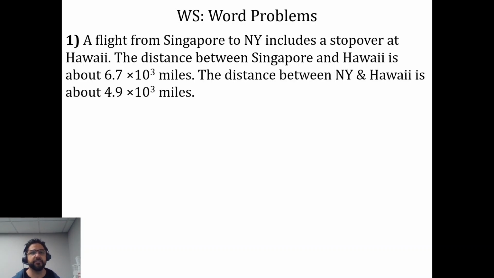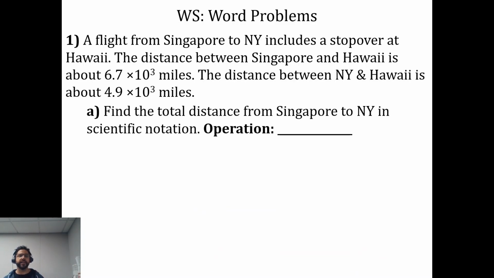So let's see. A flight from Singapore to New York includes a stopover at Hawaii. The distance between Singapore and Hawaii is that number, 6.7 times 10 to the third miles. And the distance between New York and Hawaii is this. All right, so we're going to have two problems that we're going to go ahead and structure. The first one is finding the total distance.